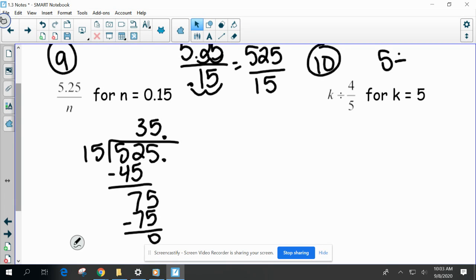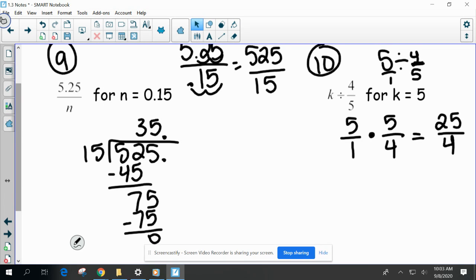So 5 divided by 4/5. And I'm going to put 5 over 1. So keep, change, flip. So 5 over 1, change to multiply, and flip to 5/4. So I would end up with 25/4. And then I need to make that mixed. So how many times does 4 go into 25? 6 whole times with, what's my remainder? 1/4.